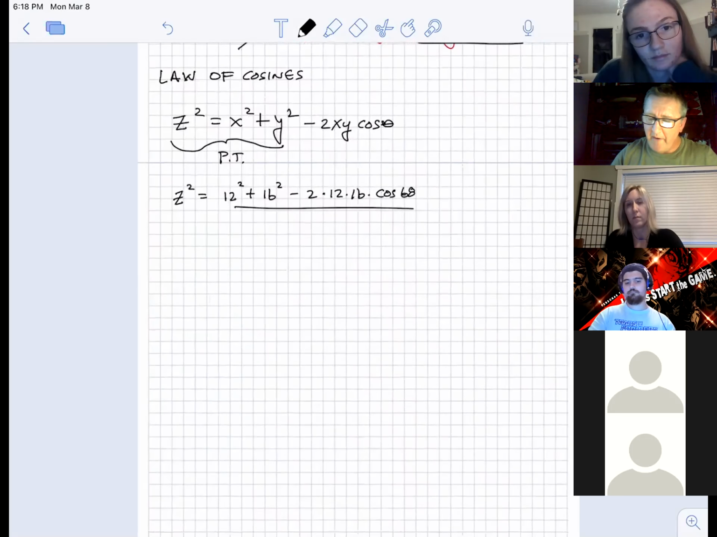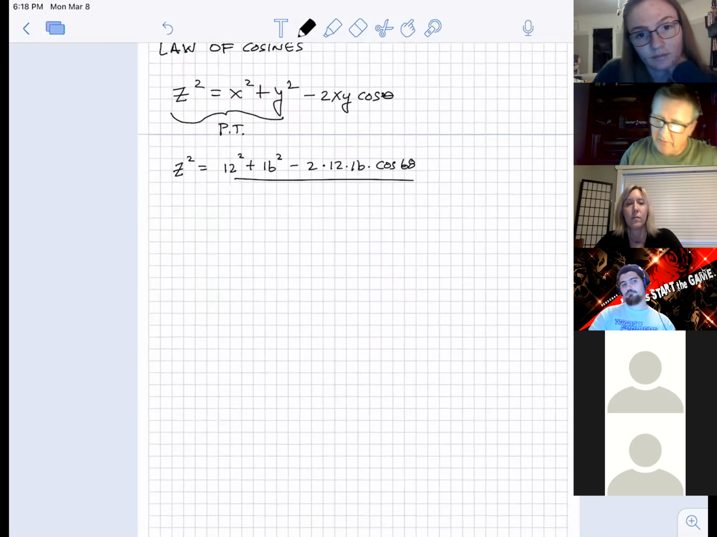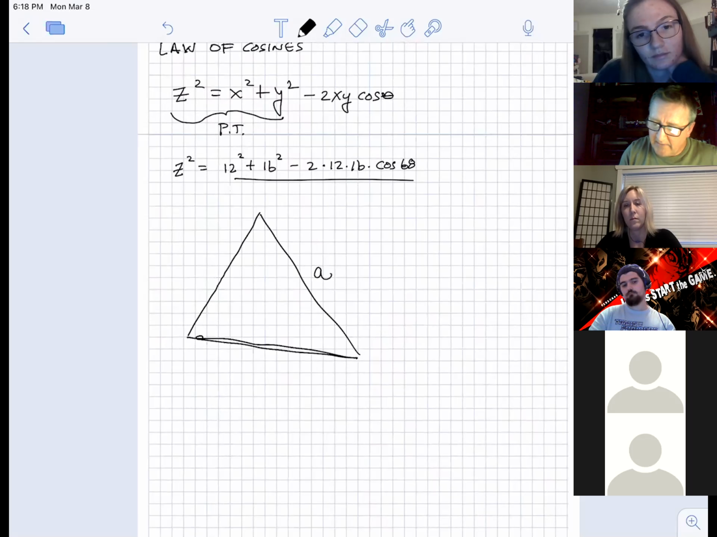Now let me be a little more formal about this. This is the way the law of cosines is usually written out, just so that you can help keep it straight. If you're given a non-right triangle, and we'll call these sides A, B, and C, and we'll call the angle across from A capital A, and the angle across from B capital B, and the angle across from C capital C. Try to make that look like a lowercase c.